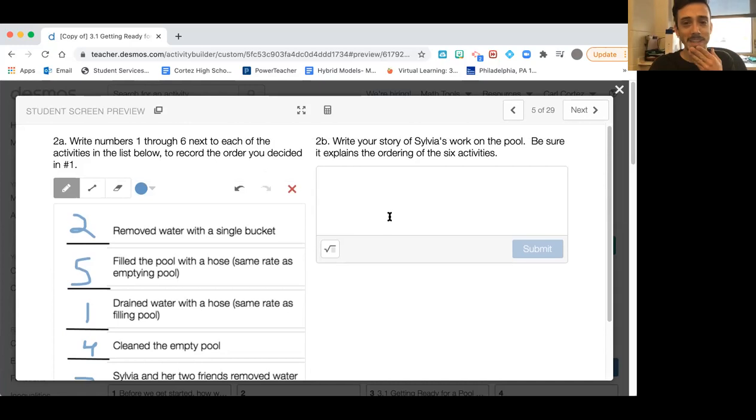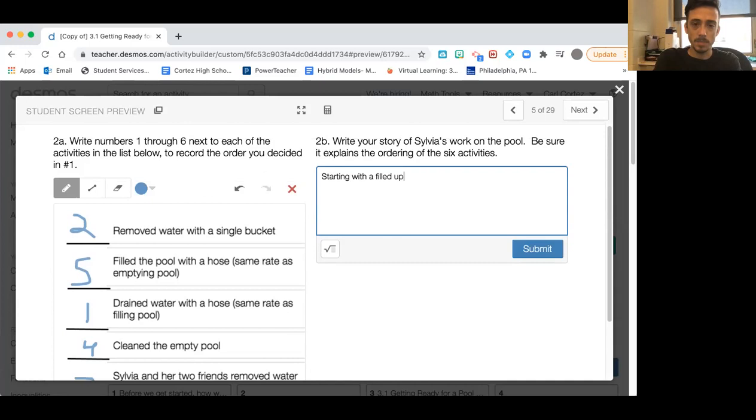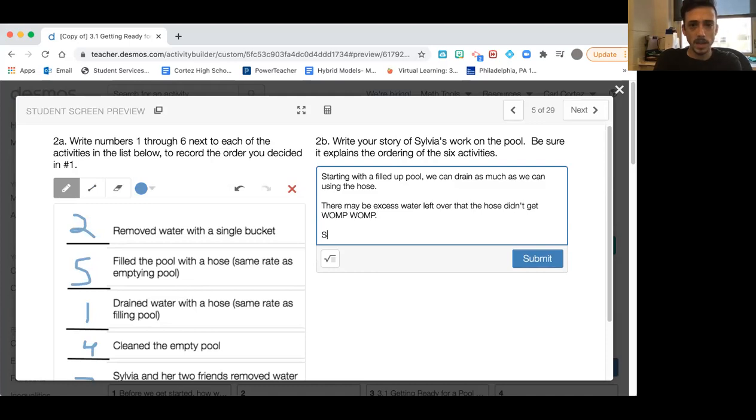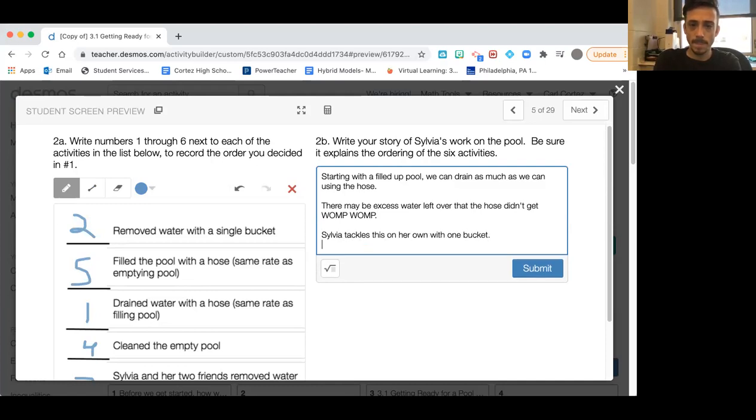Be sure to explain the ordering of the 6 activities, starting with a filled up pool and drain as much as we can using the hose. There may be excess water left over that the hose didn't get. Womp womp. Let's say that Sylvia tackles this on her own with 1 bucket.